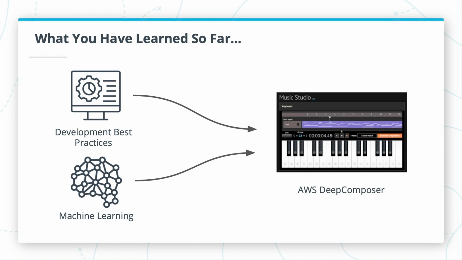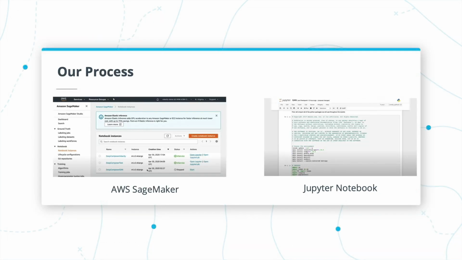DeepComposer is a service that allows you to generate music using machine learning. We're going to take a Jupyter notebook associated with this service, and as part of this demo, I'm going to walk you through setting up this notebook as part of using AWS SageMaker on the cloud. Once we have that, I want to step through each aspect of the notebook cell by cell and talk about the various software development practices associated with it, as well as the machine learning powering it.